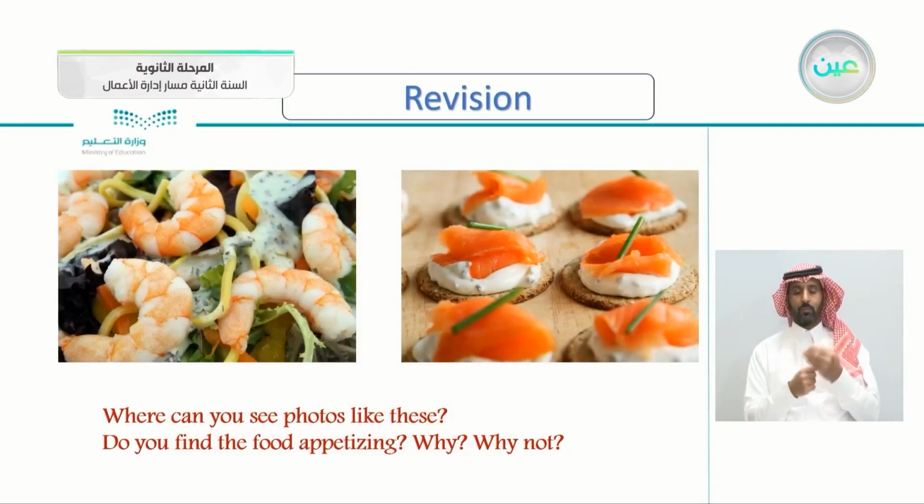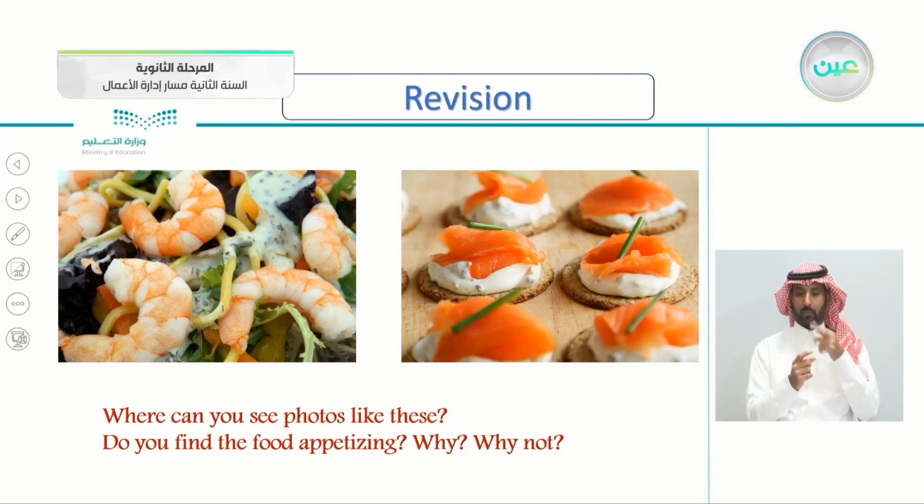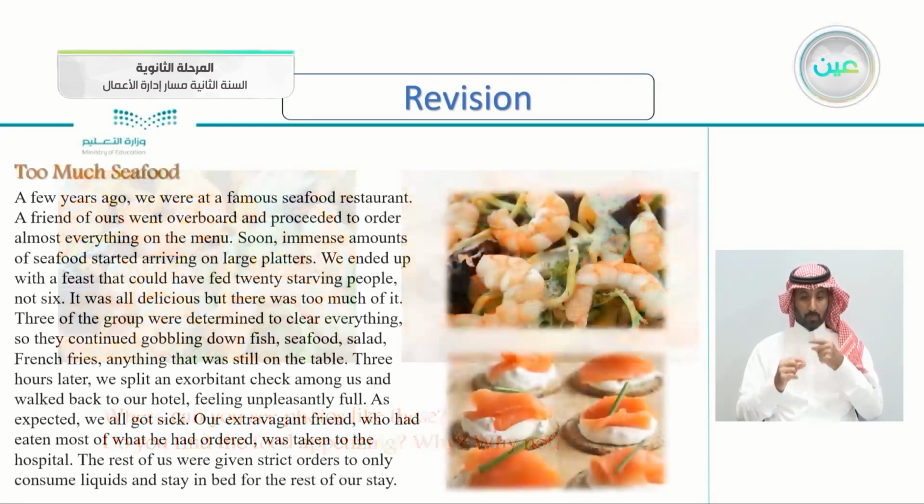But before we do that, let's revise what we previously took. If you remember these pictures, we're seeing here seafood, of course. What can you see in this photo? Where can you see photos like this? Seafood here and there. This is salmon, of course. Maybe in restaurants, on a plane, maybe. Do you find the food appetizing? Why or why not? Of course, it's according to your own preference.